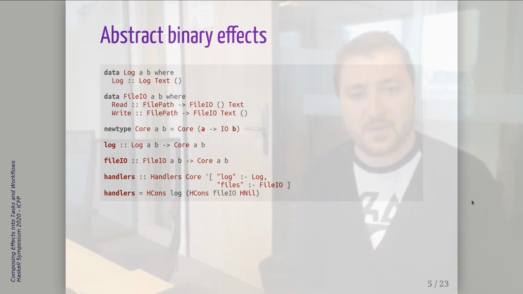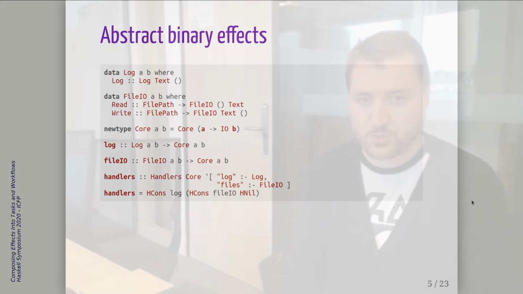So this little block of code describes two effects, one that just describes what it is to log some block of text. Here the A represents the input of the effect and the B represents the output. This effect is just a data constructor, it's fully abstract. We just use a GADT here in order to specify that in the case of that operation, the input should be some text and the output is just unit.